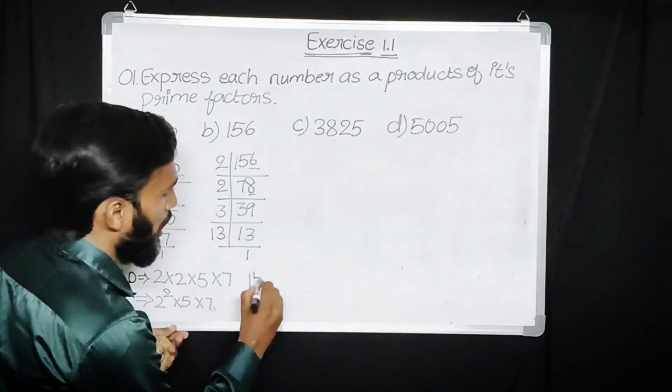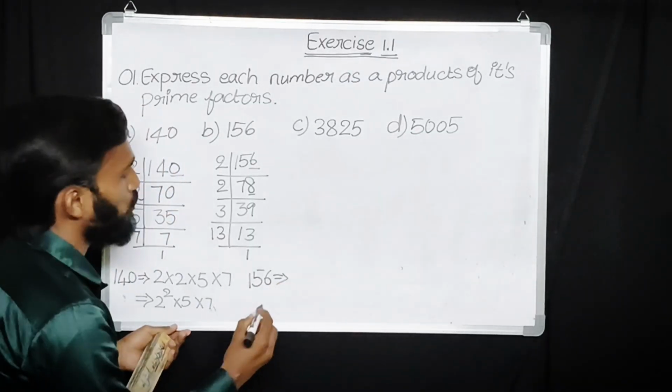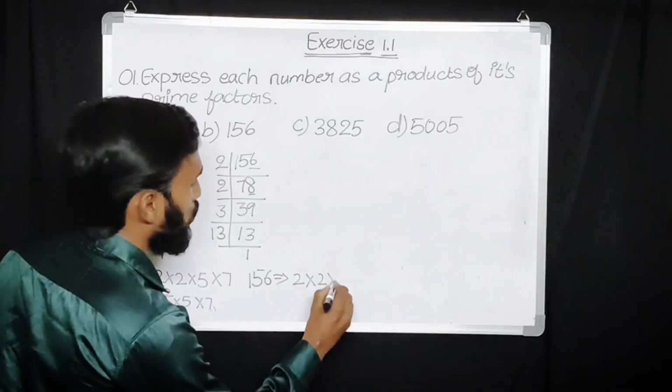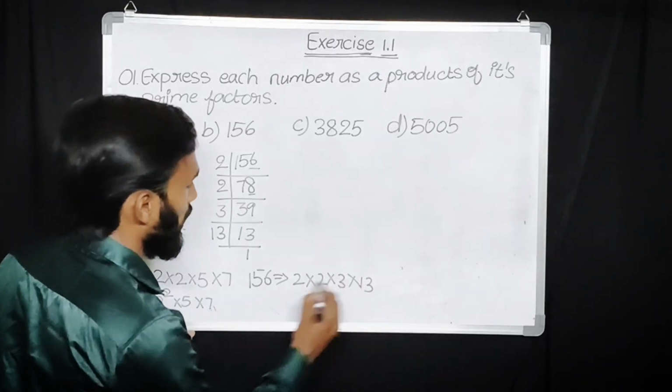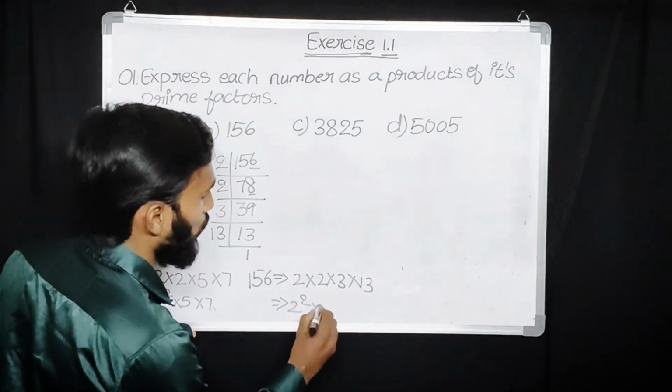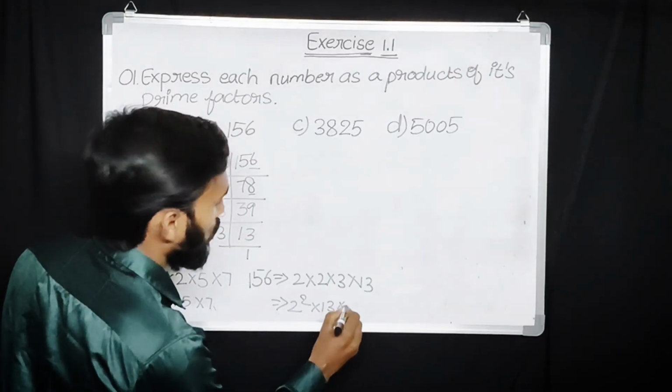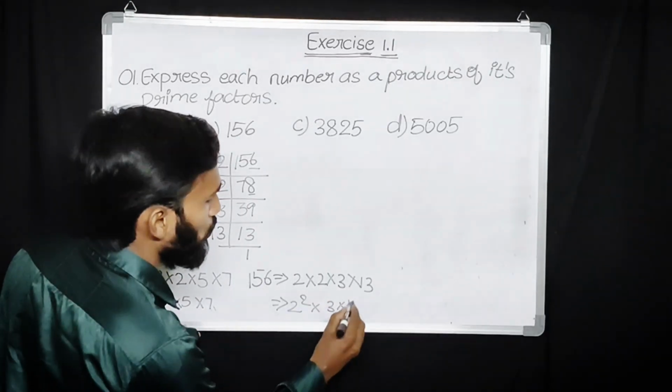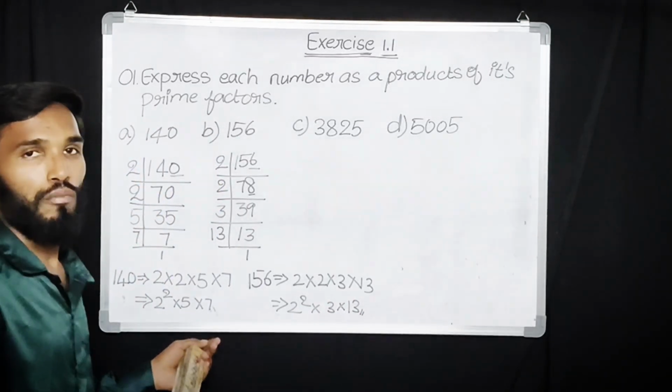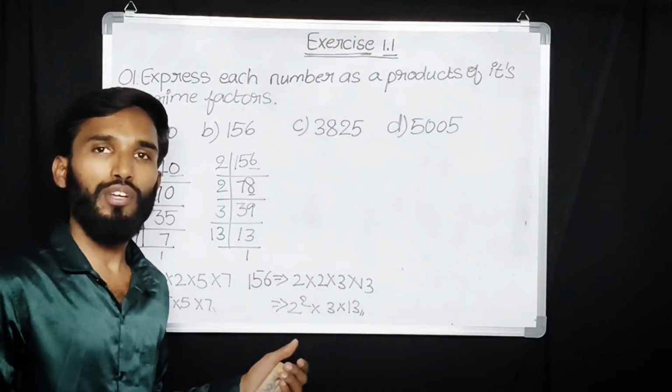So what is the product of prime factors of 156? 2 into 2 into 3 into 13. You can simply write 2 square into 3 into 13. This is the product of prime factors of 156.